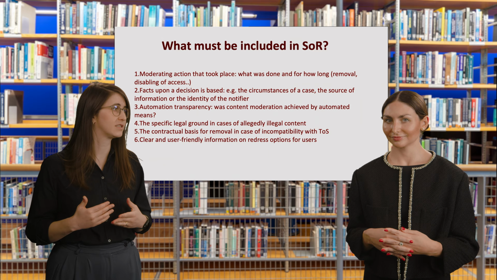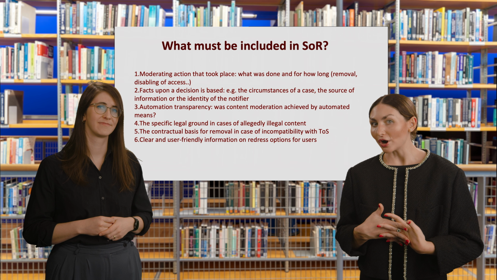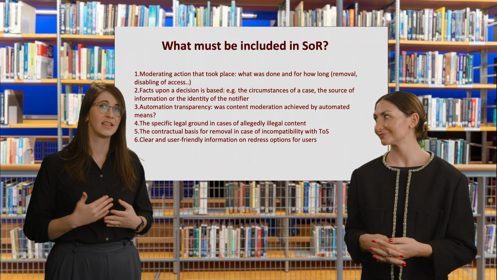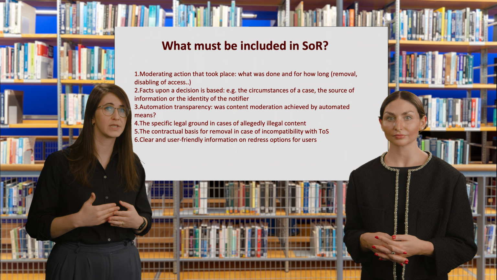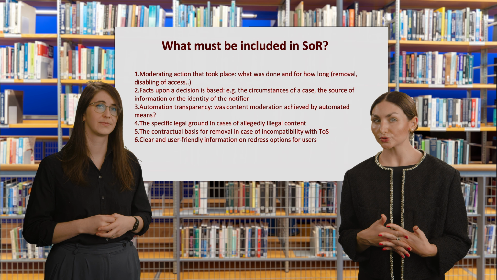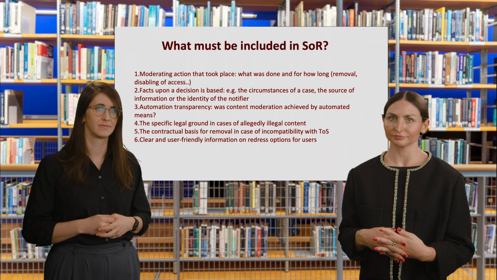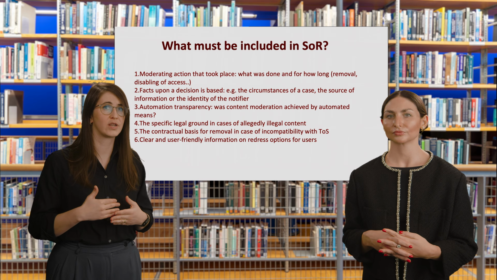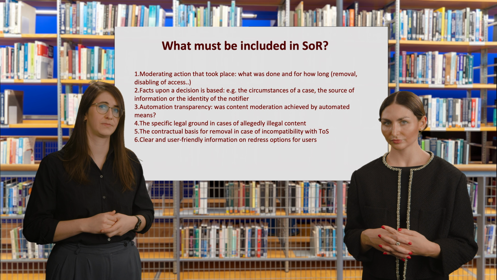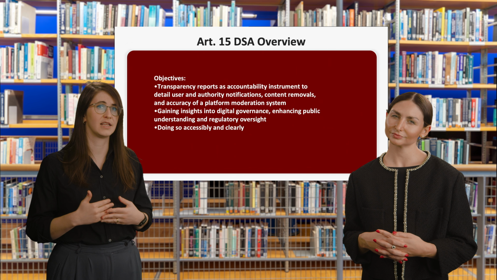So, what must a statement of reasons actually contain? First, what action was taken and for how long: removal, disabling of access, limiting visibility, and so on. Second, the facts that the decision is based on, such as the circumstances of the case and, where applicable, the source of information. Third, whether automation was used, so users know if automated means contributed to the decision. Fourth, the specific legal grounds when content is treated as illegal, or the contractual basis when the decision is based on terms and conditions.